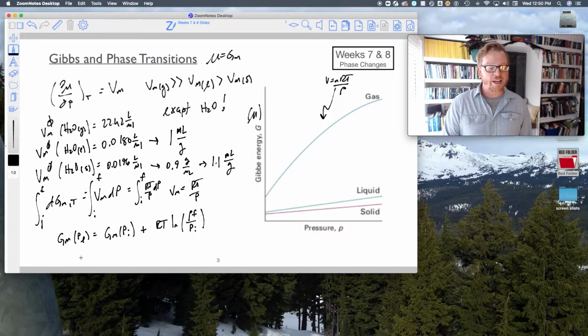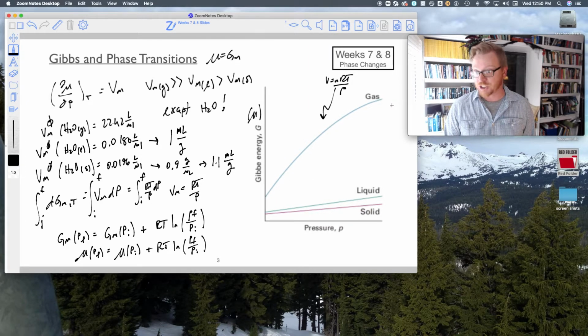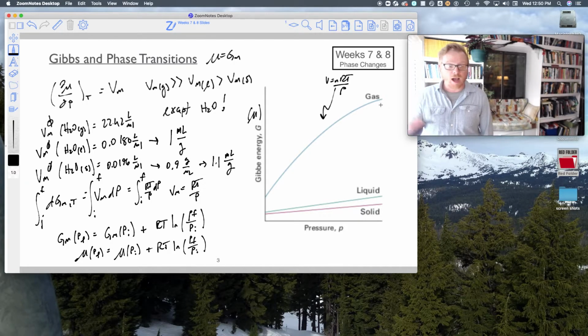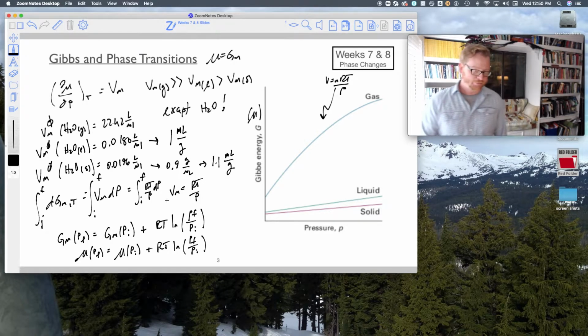Or I could also say the chemical potential at the final pressure equals the chemical potential at the initial pressure, and of course plus RT natural log of P_f over P_i. So that's where you see this logarithmic relationship, coming from this integral right here.